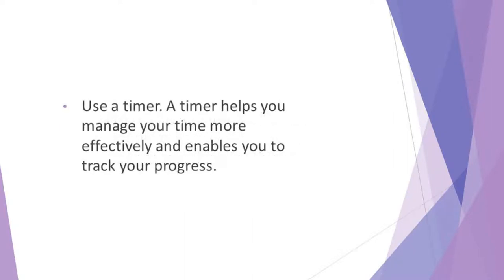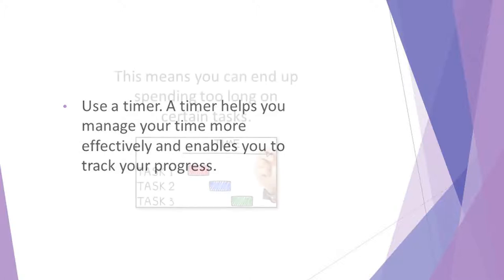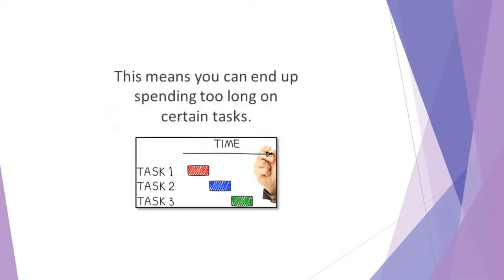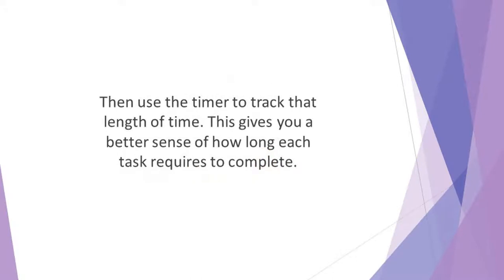Use a timer. A timer helps you manage your time more effectively and enables you to track your progress. When you're at work, it's all too easy to lose a sense of time. This means you can end up spending too long on certain tasks. Decide in advance how long you need to dedicate to a particular job. Then use the timer to track that length of time. This gives you a better sense of how long each task requires to complete.